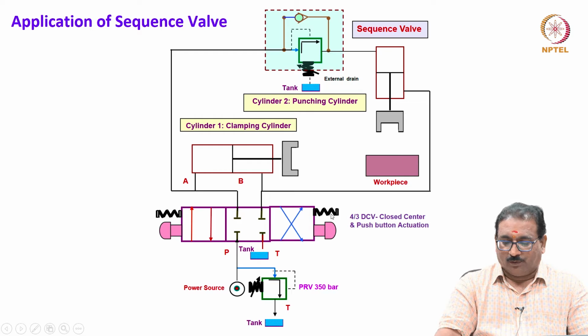To control this, I am using the 4x3 closed center push button actuation spring center valve, and this is a relief valve setting. As I have told you, the power source is always a pump line which is controlled using the pressure relief valve. 350 bar maximum pressure setting may not be required, but here you have to do the sequence pressure valve setting. For example, 100 bar or 150 bar, whatever you want, you will set it here. This is different from this. This is controlling the whole circuit. This is controlling only for this. Let us see now how this will operate.